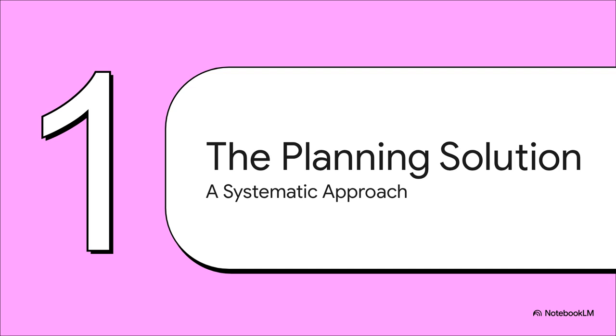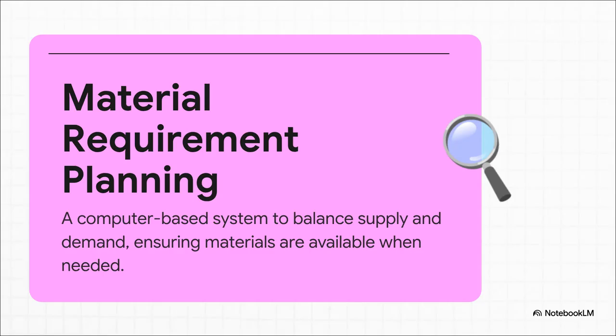Faced with this incredibly costly balancing act, businesses needed a powerful planning solution to take all the guesswork out of their inventory. And that solution is Material Requirement Planning, MRP. I want you to think of it like a central nervous system for a manufacturing operation. It's a computer-based system, and its whole job is to perfectly balance supply and demand. The goal is simple, but it's powerful. Get the right materials to the right place at the right time and for the lowest cost possible.